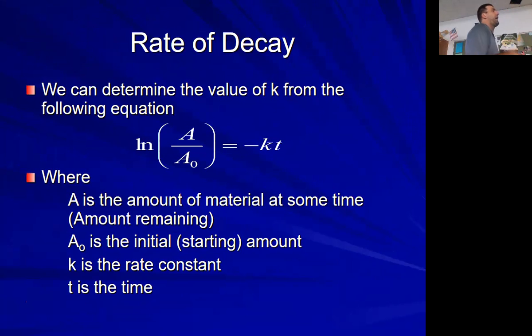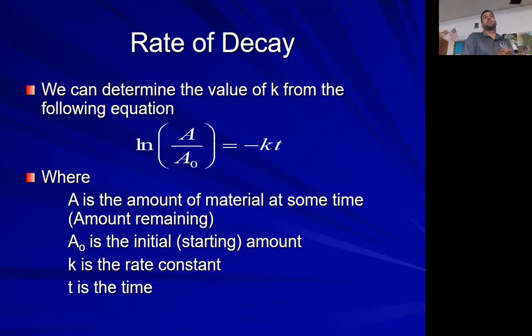So it's ln of A over A0. Sometimes instead of seeing A, it's At. When you take the AP exam, this equation is given to you along with the half-life equation. ln of A over A0 equals negative kt. A is the amount remaining at some time. It is always the smaller amount. A0 is the initial starting amount, the larger amount. k is the rate constant, and t is time.